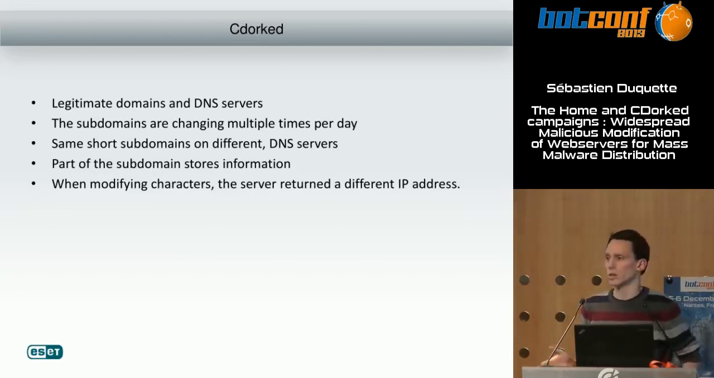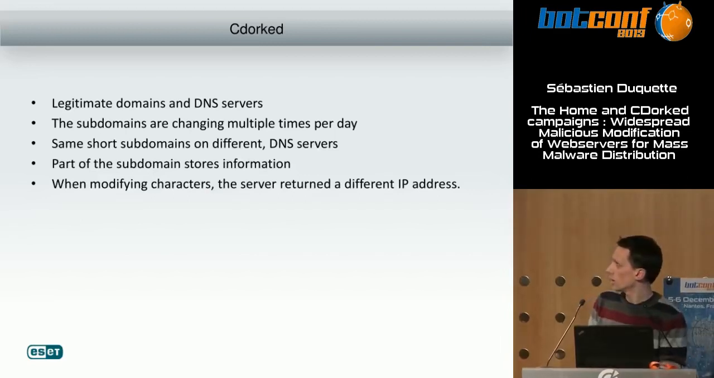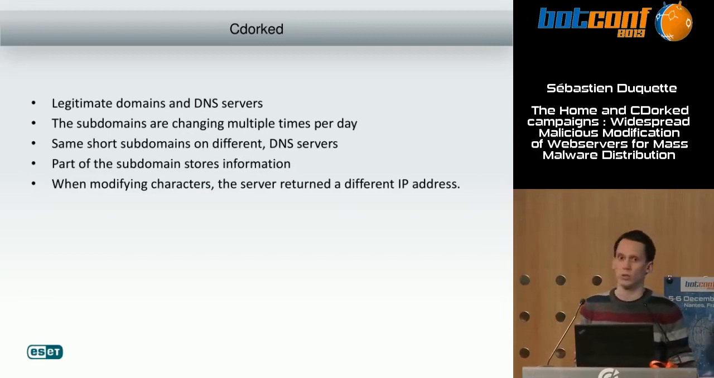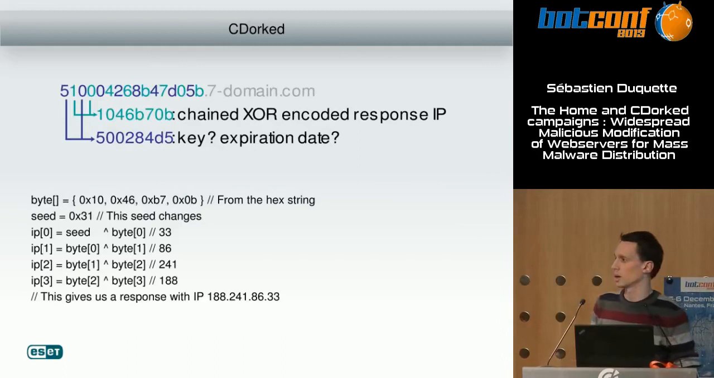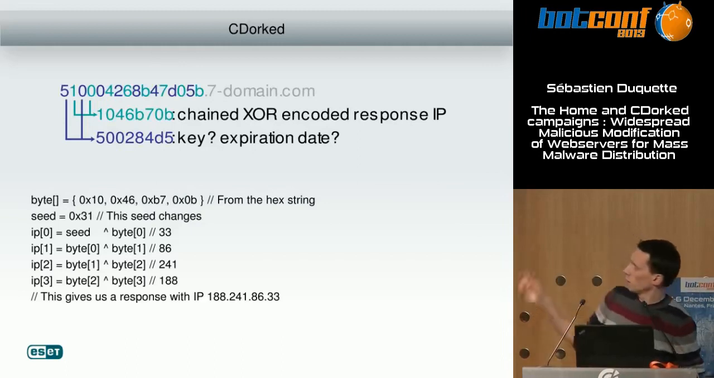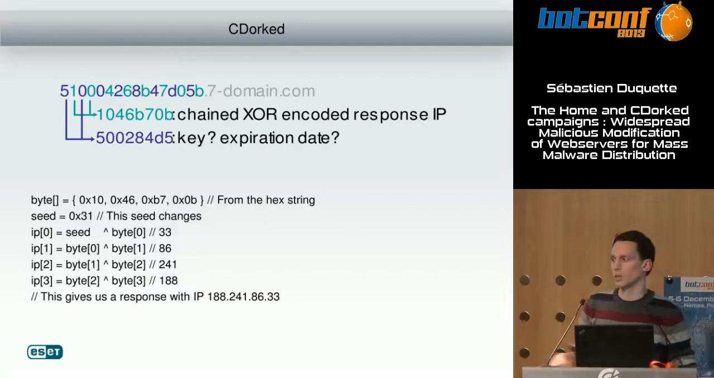So my colleague Marc-Etienne started doing some tests with the URLs, and he found out that if you modify characters in the short subdomain, you would get back a different IP address from the server. So that was telling us that the server was most probably compromised. And by playing with it, he was actually able to reverse the algorithm that was encoding the IP address. So the IP address that you would get back from the DNS request was actually encoded in the domain name. This way, by just changing the domain name, you could send your request to a different server.